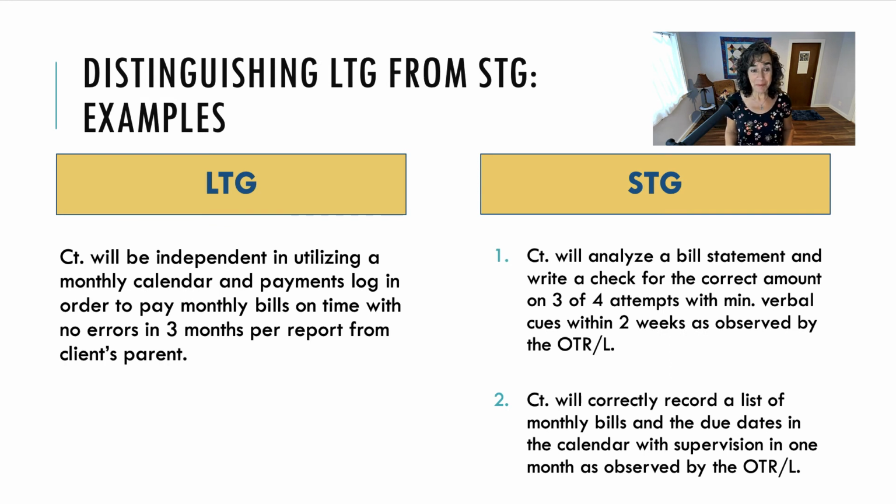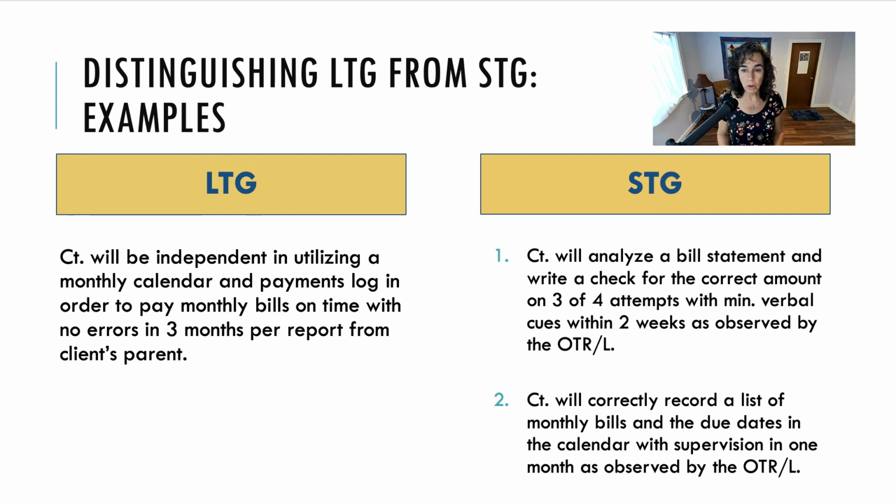So here's an example. Long-term goal: client will be independent in utilizing a monthly calendar and payments log in order to pay monthly bills on time with no errors in 3 months per report from the client's parent. So our long-term goal has to do with an IADL of money management, right? So paying your bills. We want this to be error-free. That's important when you're paying your bills. And we're going to give 3 months for this long-term goal to be met.